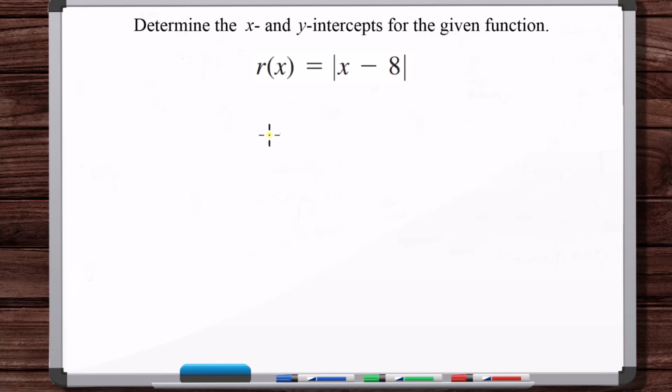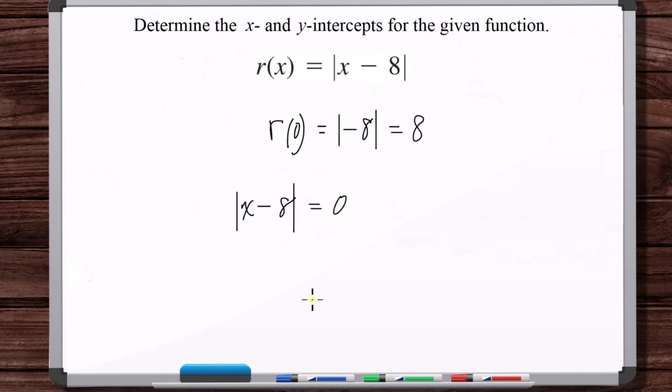Okay, let's evaluate this at x equals 0. So you have the absolute value of minus 8, which is equal to 8. There's the y-intercept. Now we set this equal to 0, and we just have an absolute value equation here. Well, we know if we have the absolute value of an expression on one side of an equation and 0 on the other side, then the only solution is when the expression equals 0. So there's one answer here. x is equal to 8.